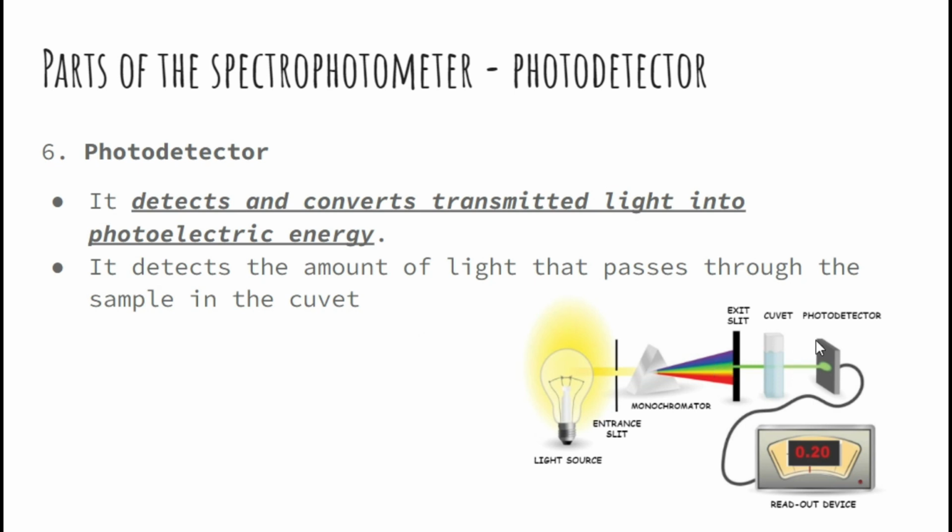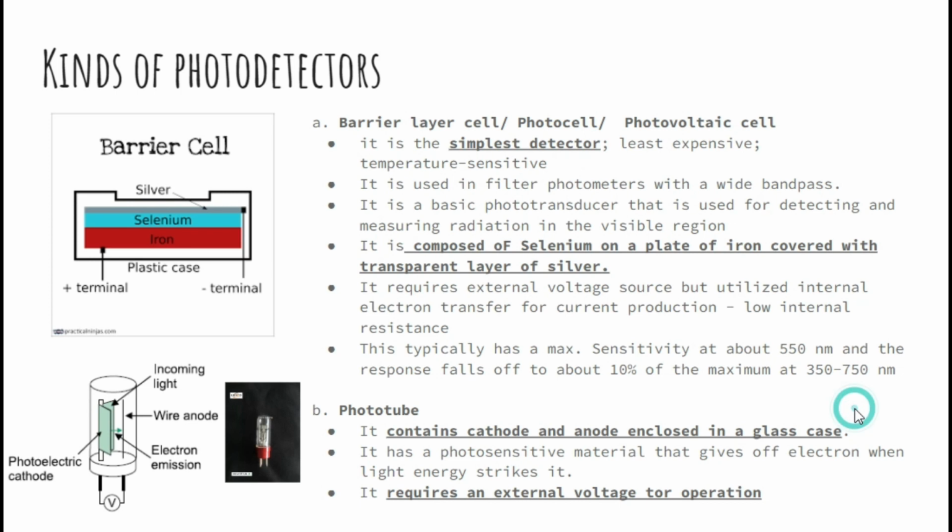Next part here, we have your photodetector. So let's just recall: light source, entrance slit, monochromator, exit slit, cuvette, and then the last nga po again is your photodetector. This detects and converts transmitted light into photoelectric energy, and it detects the amount of light that passes through the sample in the cuvette po, then it can measure the final concentration. Again, it will convert the transmitted light into photoelectric energy that we can see in the readout device as the final measurement. So here we have the different kinds of photodetectors.